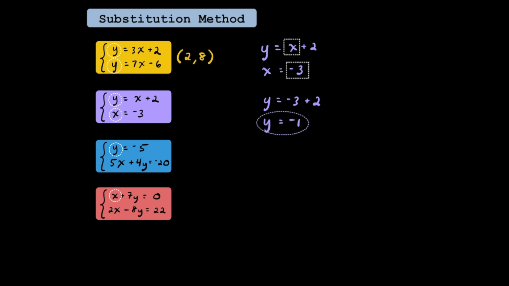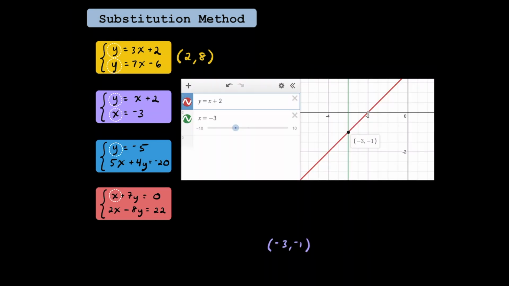So while we had to solve for y to find out it was negative 1, we already knew that x was equal to negative 3. The solution to this system is negative 3, negative 1. Looking at this graph, we can see that the two equations do meet at negative 3, negative 1.